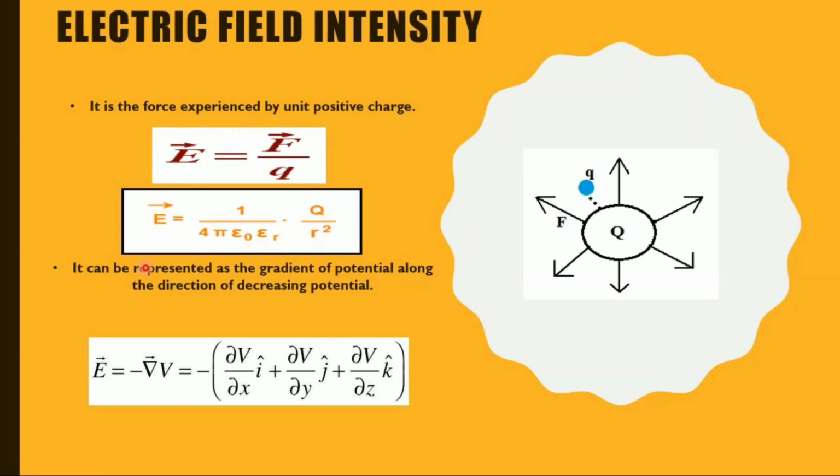Now it can also be represented as the gradient of potential, along the direction of decreasing potential. So the electric field can be represented as a gradient, and gradient is the inverted delta symbol, of potential V. As it is minus, that indicates the decreasing potential. Now in the gradient we work in all three dimensions, so delta x, delta y, delta z, with unit vectors i cap, j cap, k cap, and as it is the potential, above we will write delta V in all 3 dimensions.